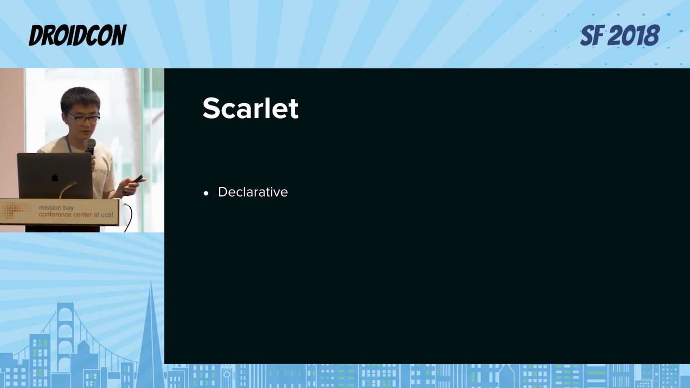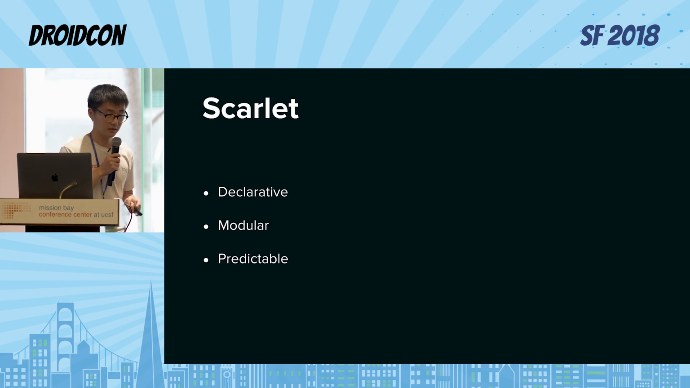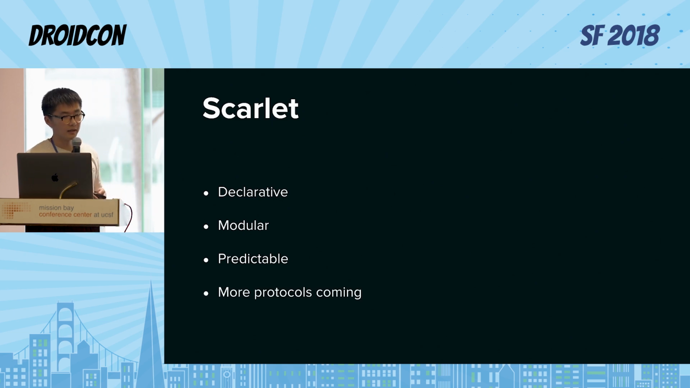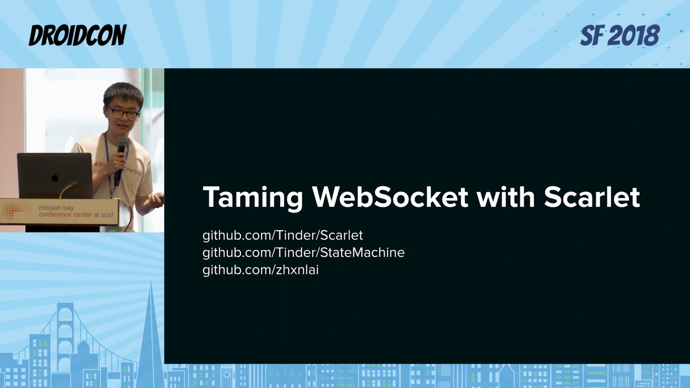And that's pretty much all I have for this presentation. Just to recap, Scarlet is declarative. I mean, it's easy to get started for beginners. It's also customizable for advanced users. Because it's driven by a state machine, it's also predictable. And finally, Scarlet is evolving. We're adding other protocols in addition to WebSocket. I hope Scarlet can make your life easier.